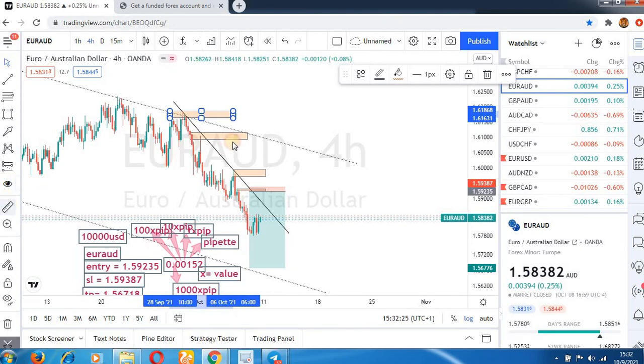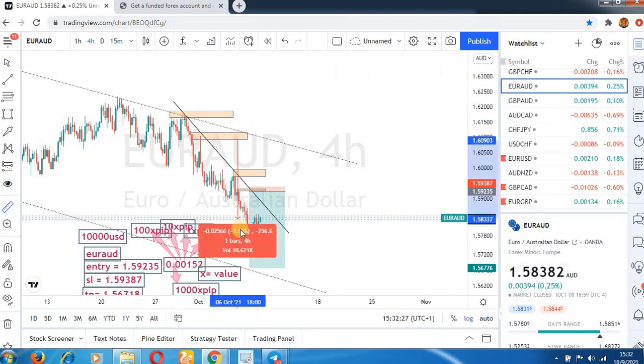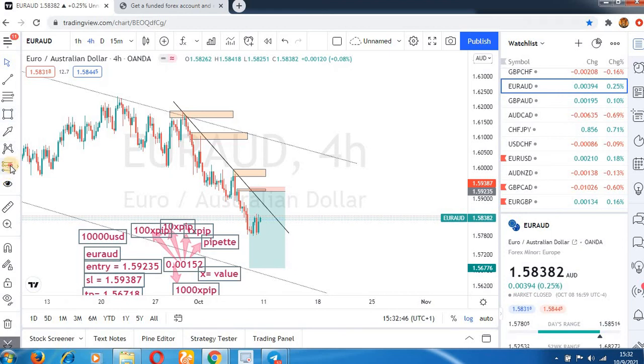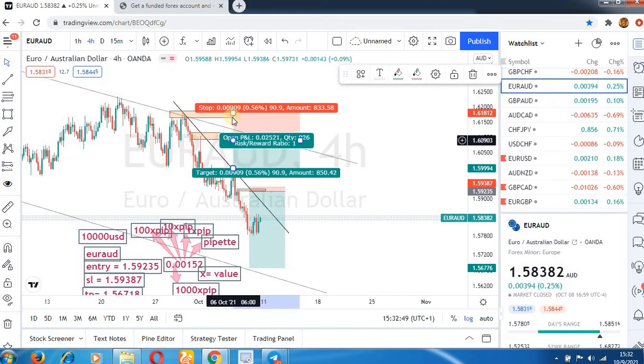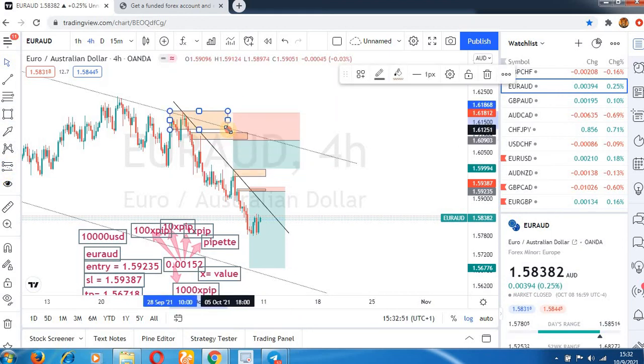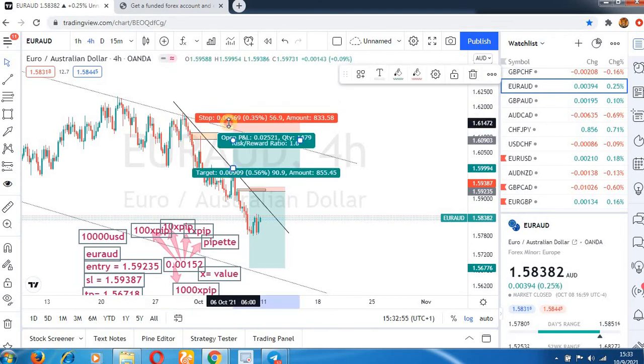So check it. This is about 300 pips. I can show you the picture. It's not real life trading, it's not drama. You understand? Now imagine you entered here and placed your stop here.